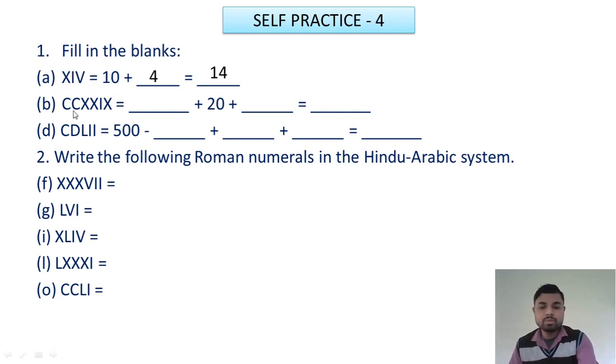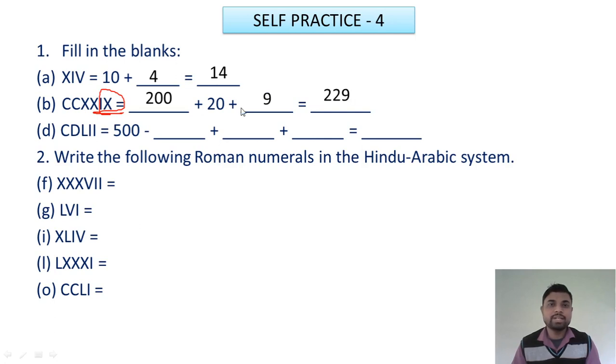Next B. Just see here, CC. So C means 100. So C and C, that means 100 plus 100, 200. So write here 200. Next what? XXX. XX means what? X means 10. 10 plus 10, 20. Here it is given 20. Now what is left? IX. IX means what? 9. So write 9 and do the addition. It will be 229. Is it clear? Okay. So make your concept totally clear.